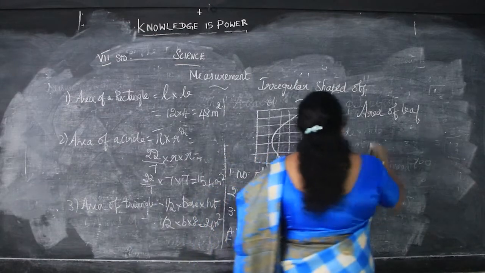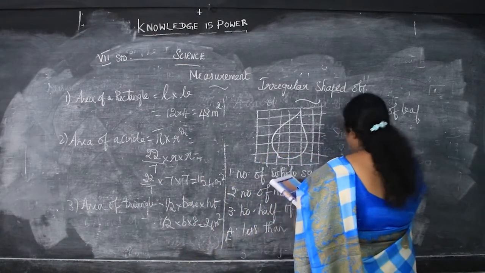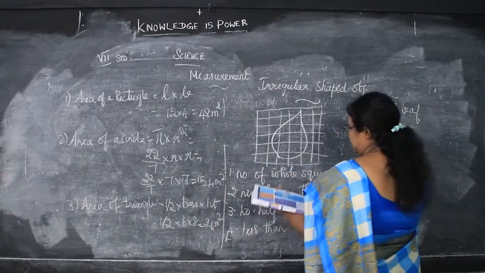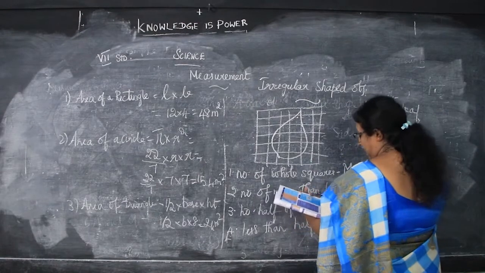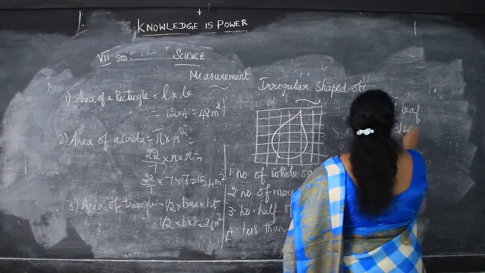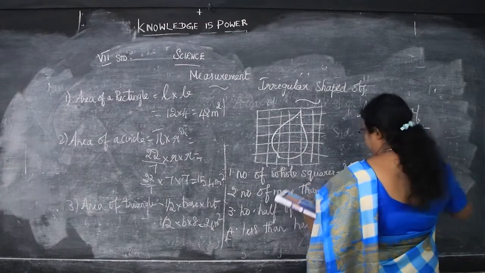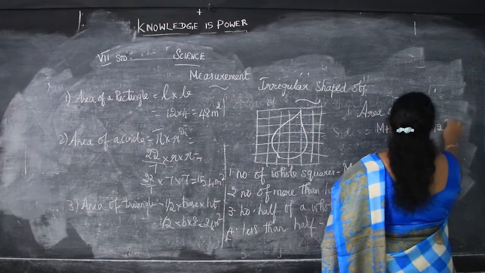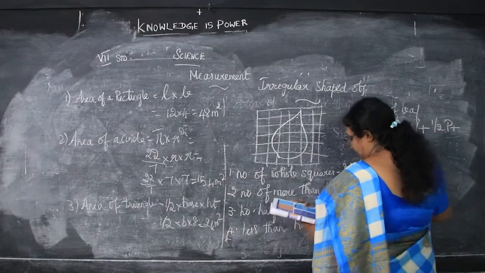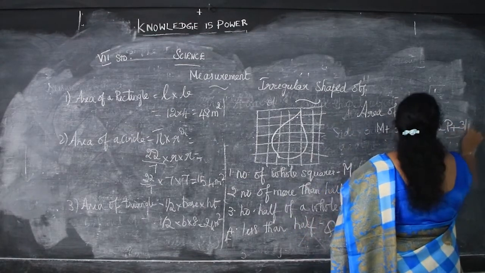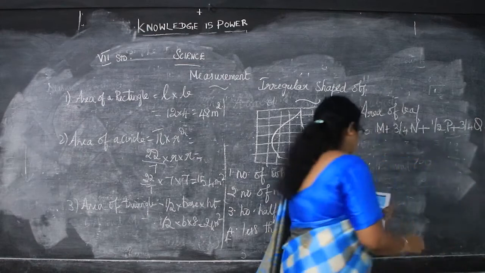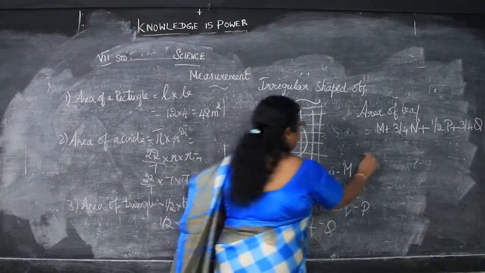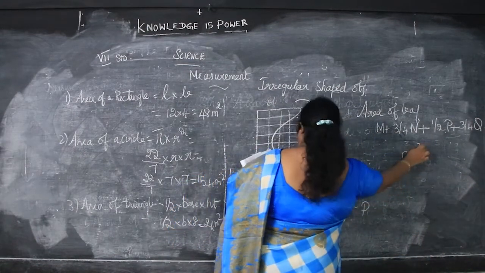Now the area of the leaf is m plus, for more than half, 3/4 that is n, plus the next, a half, p, plus, for less than half, 1/4 that is q. Now you will get the answer. That is, the area of the leaf is equal to so many square centimeters.